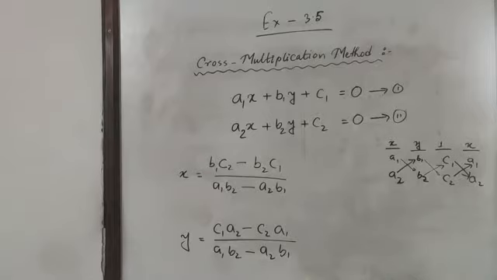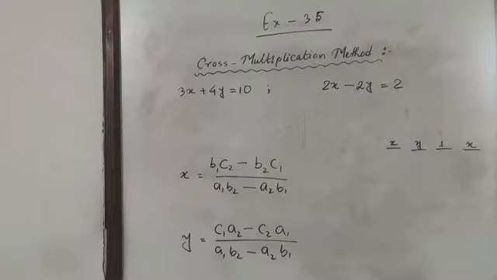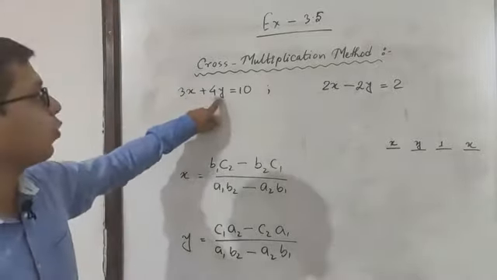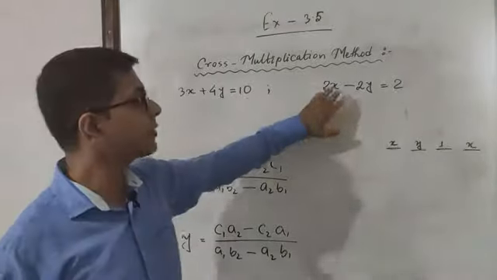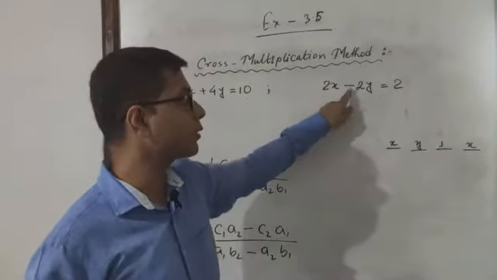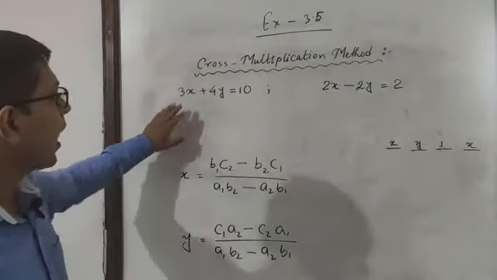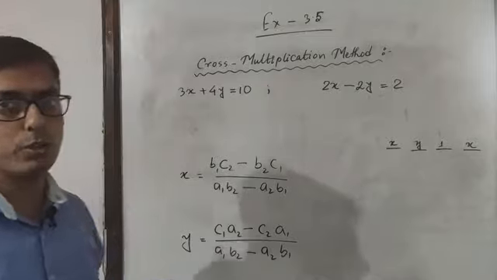Let us solve by this method of cross multiplication. For now I have considered these two equations. Look at this: 3x plus 4y is equal to 10, and the second equation is 2x minus 2y is equal to 2. Now how to solve them by the cross multiplication method?